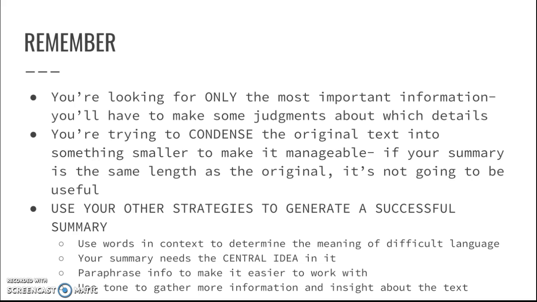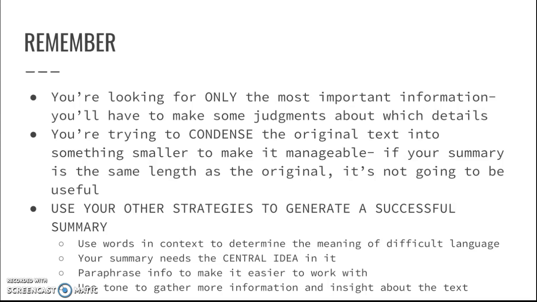Some things to remember. You're looking for only the most important information. You're going to have to make some judgments about which details should stay, which details should go, what's the good stuff, what's the bad stuff, what's the important stuff, what's the unnecessary stuff. Remember that you're trying to condense the original text into something smaller to make it manageable. So if your summary is the same length as the original, it's not going to be particularly useful to you. It's not going to make organizing that information and accessing it a whole lot easier.